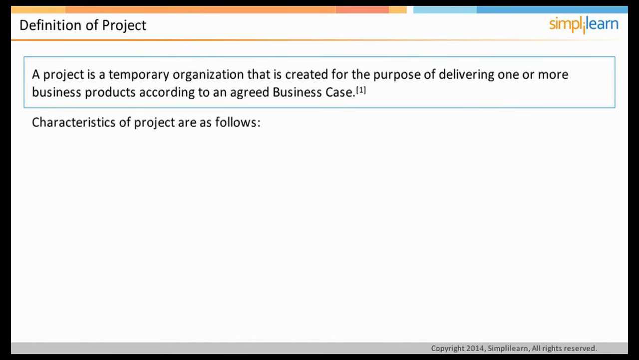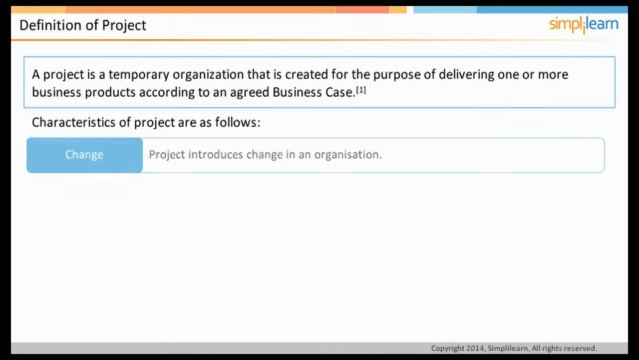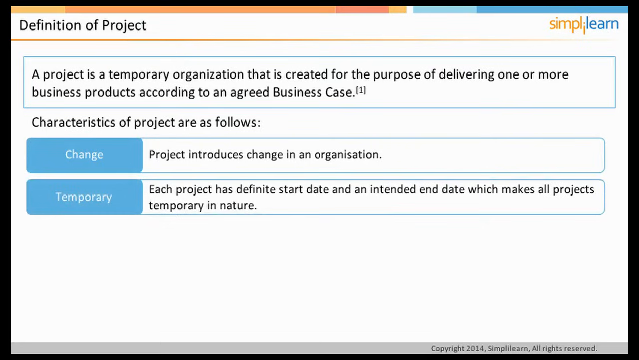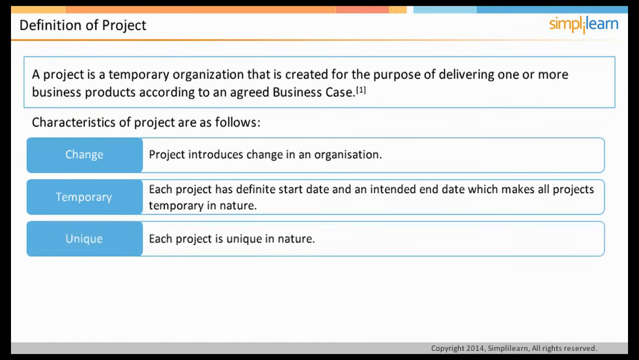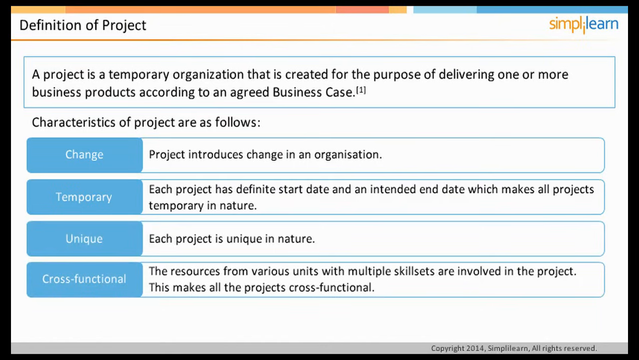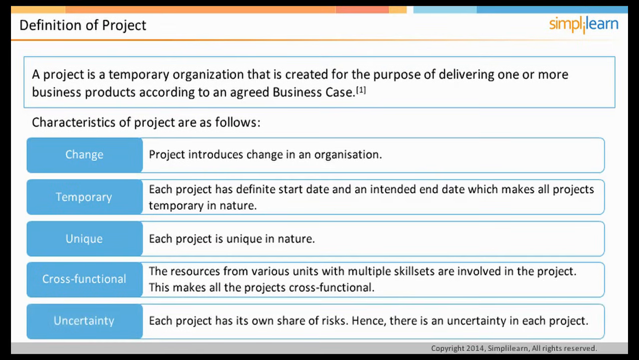The characteristics of projects are as follows. A project introduces change in an organization. Each project has a definite start date and an intended end date, which makes all projects temporary in nature. Each project is unique. Resources from various units with multiple skill sets are involved in the project. This makes all projects cross-functional. Each project has its own share of risks. Hence, there is an uncertainty in each project. In the next screen, we will find out why we need project management methodology.